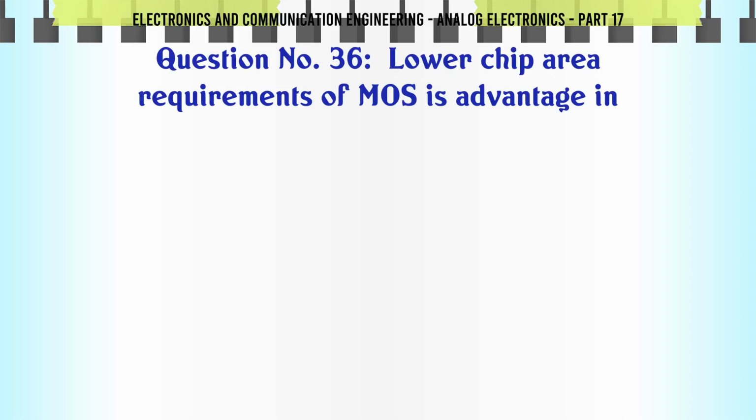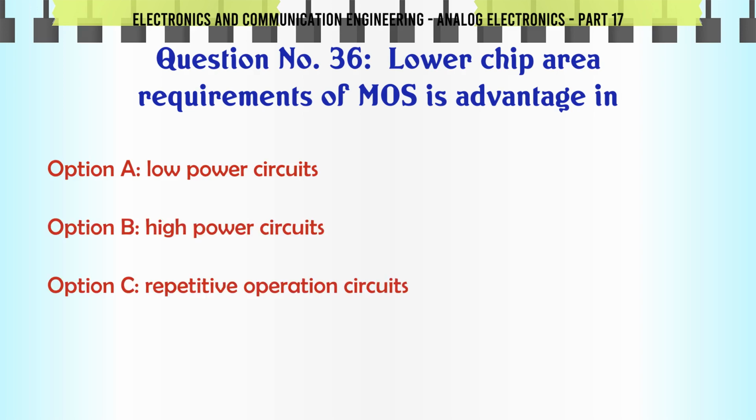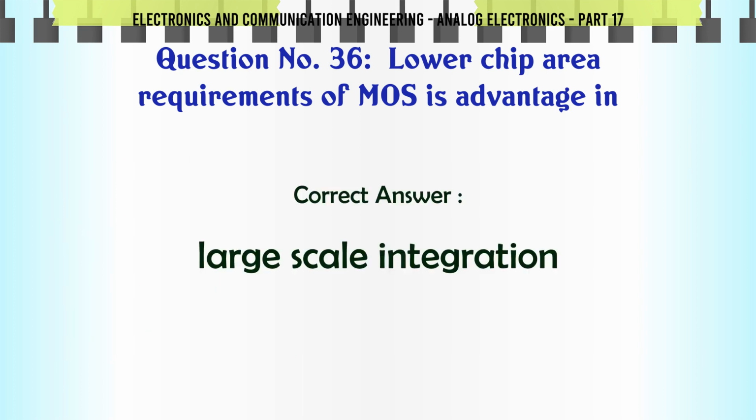Lower chip area requirement of MOS is an advantage in: A. low power circuits, B. high power circuits, C. repetitive operation circuits, D. large scale integration. The correct answer is large scale integration.